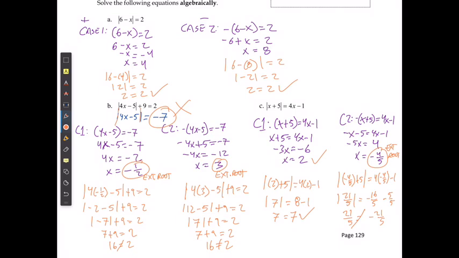So I can see that I can have a couple of possibilities. I can have two solutions, like in example A. I can have no solutions that work, like example B. Or I can have one solution that works, like in example C.